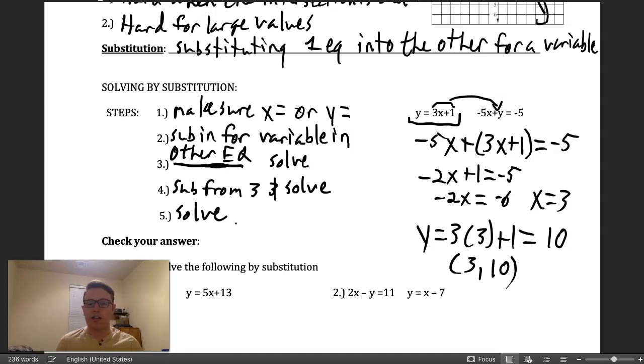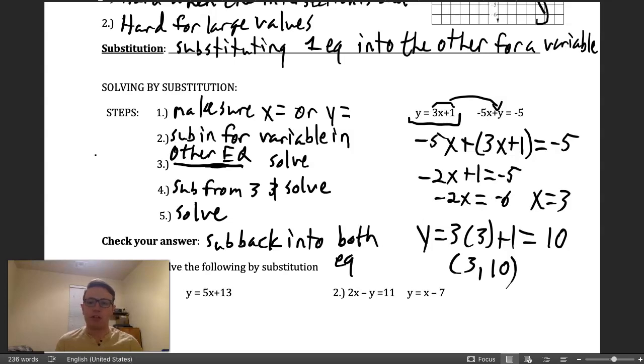How do we check our answer? Well, we substitute those values back in and make sure the answers make sense in both equations. We need to sub it back into both equations. Because again, like when we were graphing, it needs to be true for both equations.